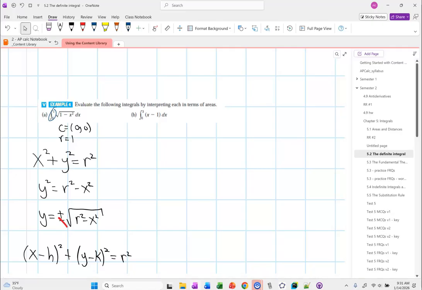X minus 1. When you look at that, what do you see? Straight line, right? What's the graph going to look like then?